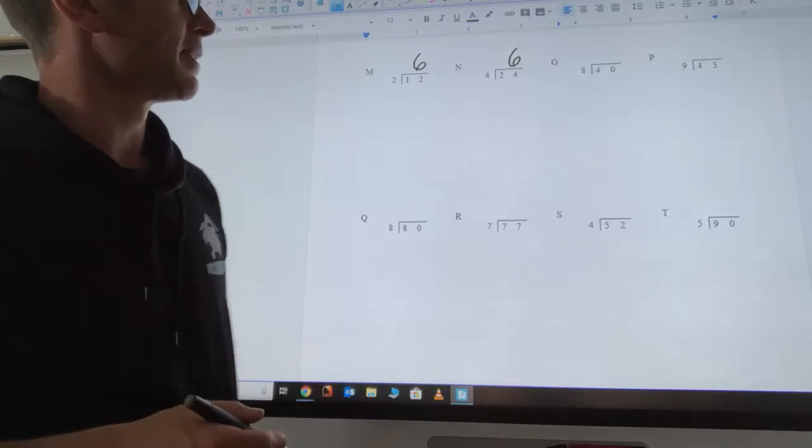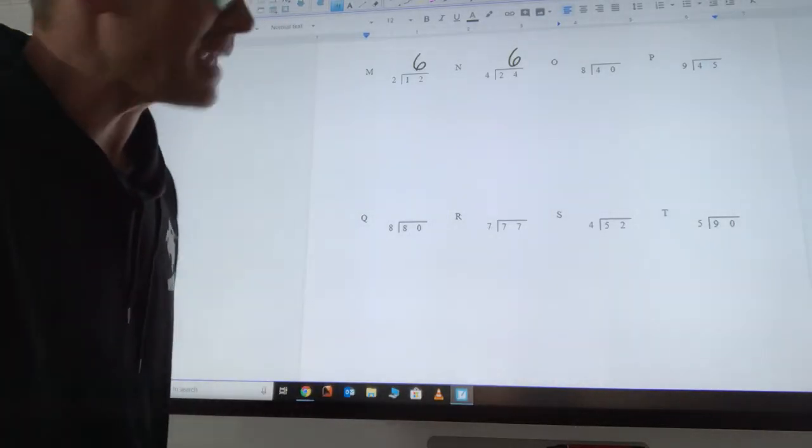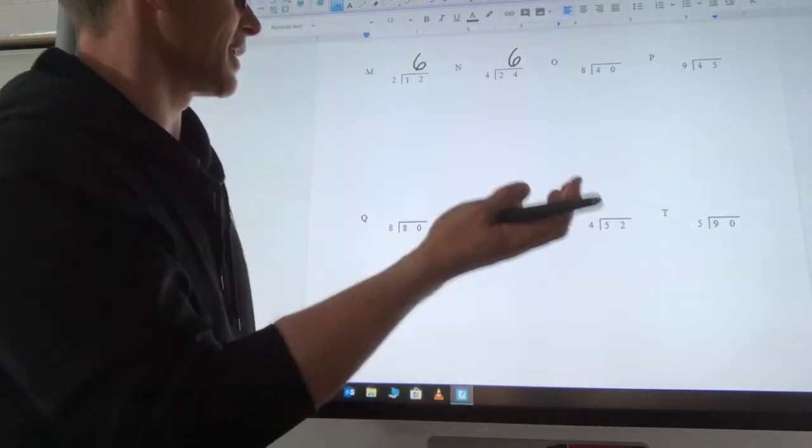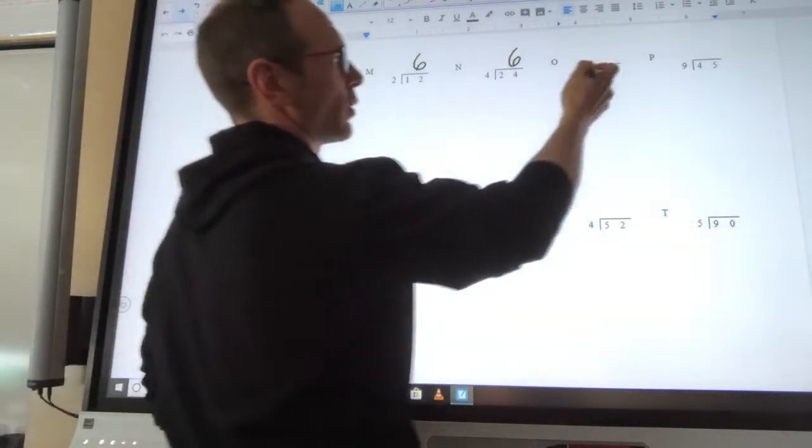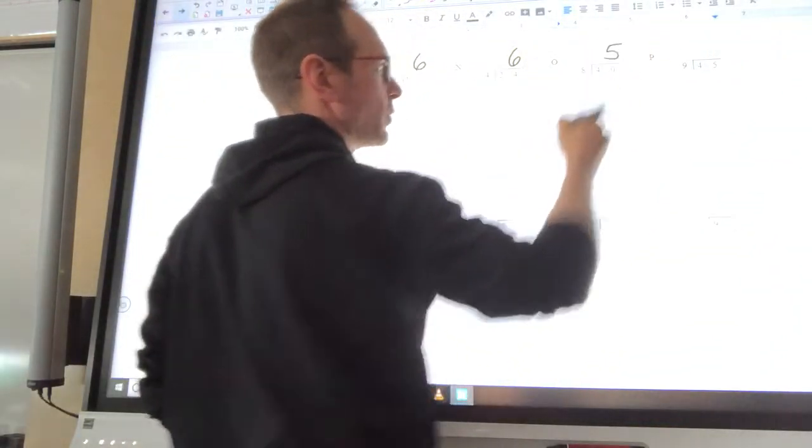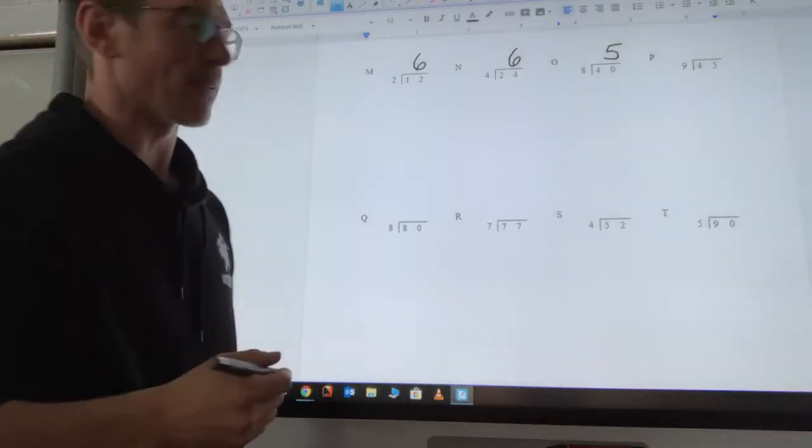40 divided by 8. Well, 8 times 10 is 80, so it's got to be less than 10. In fact, I know that 5 times 8 is 40, so 40 divided by 8 would have to be 5.